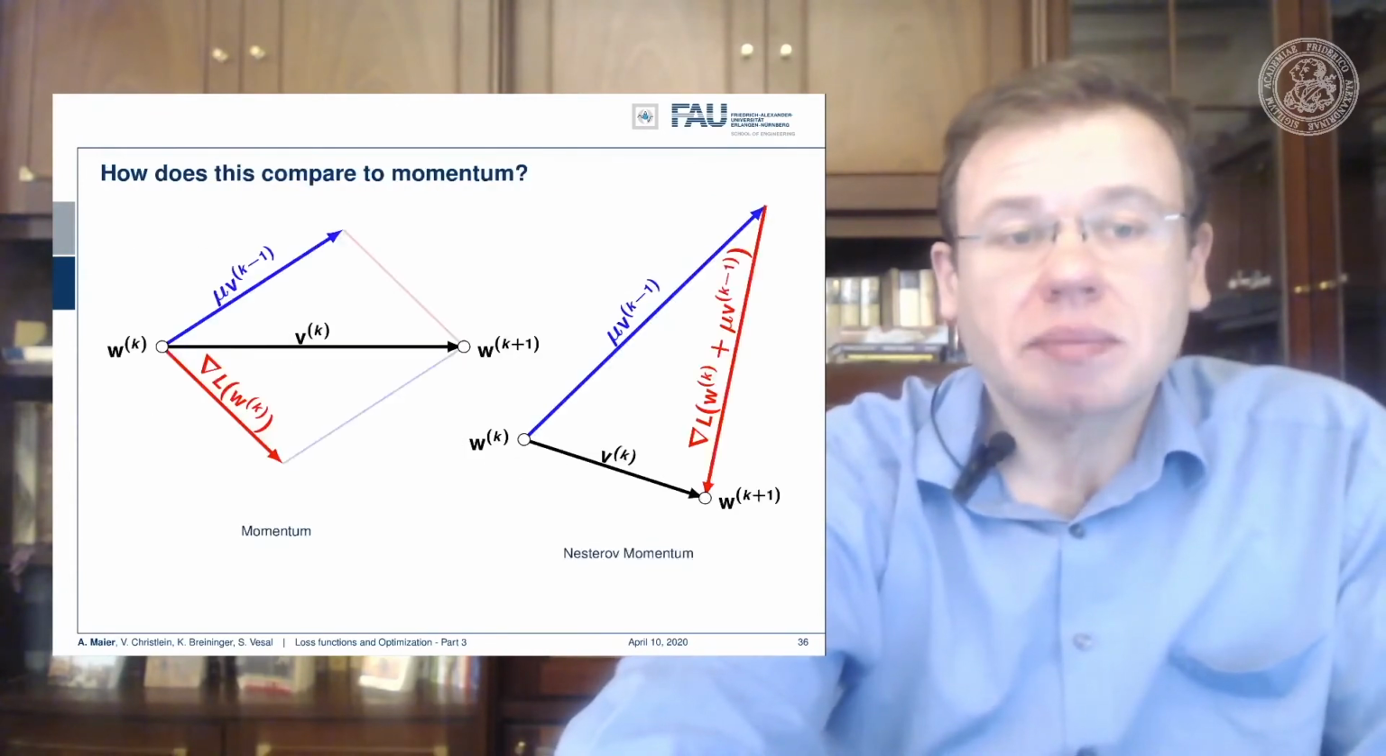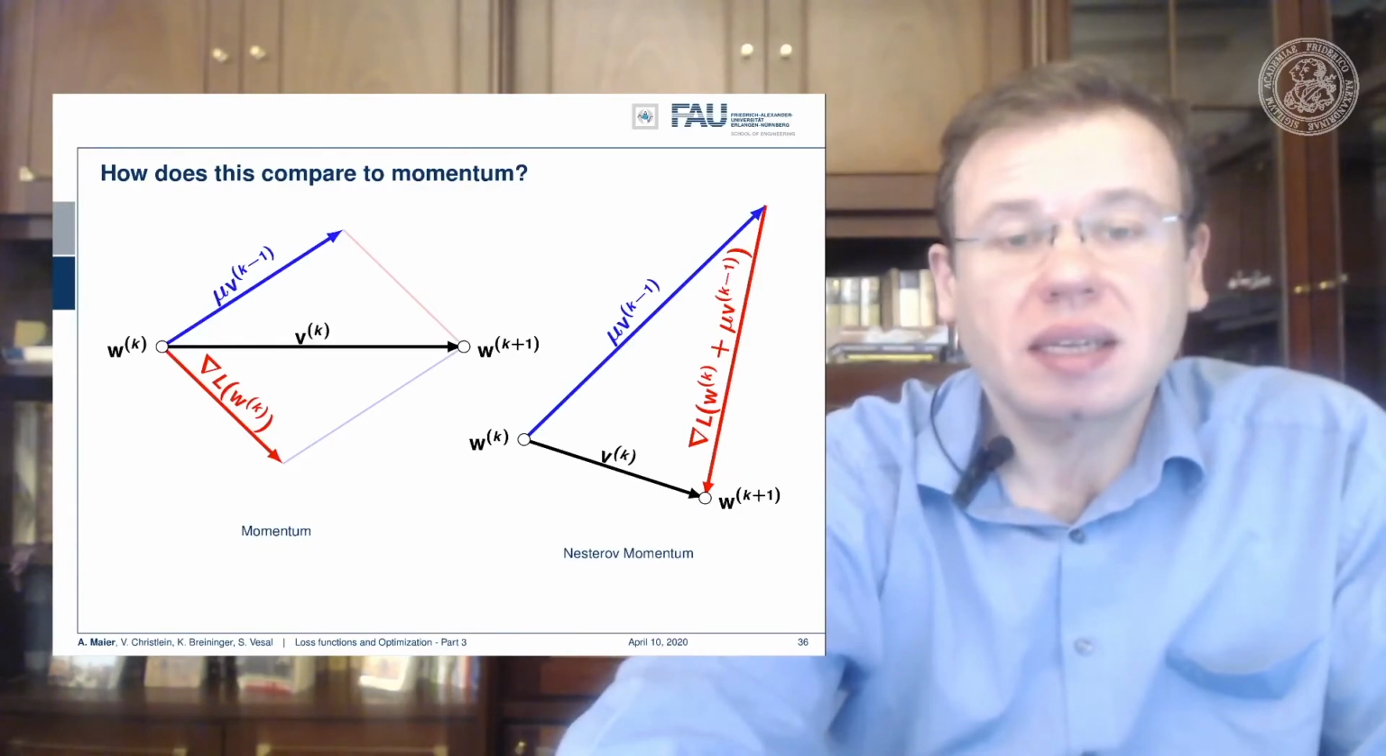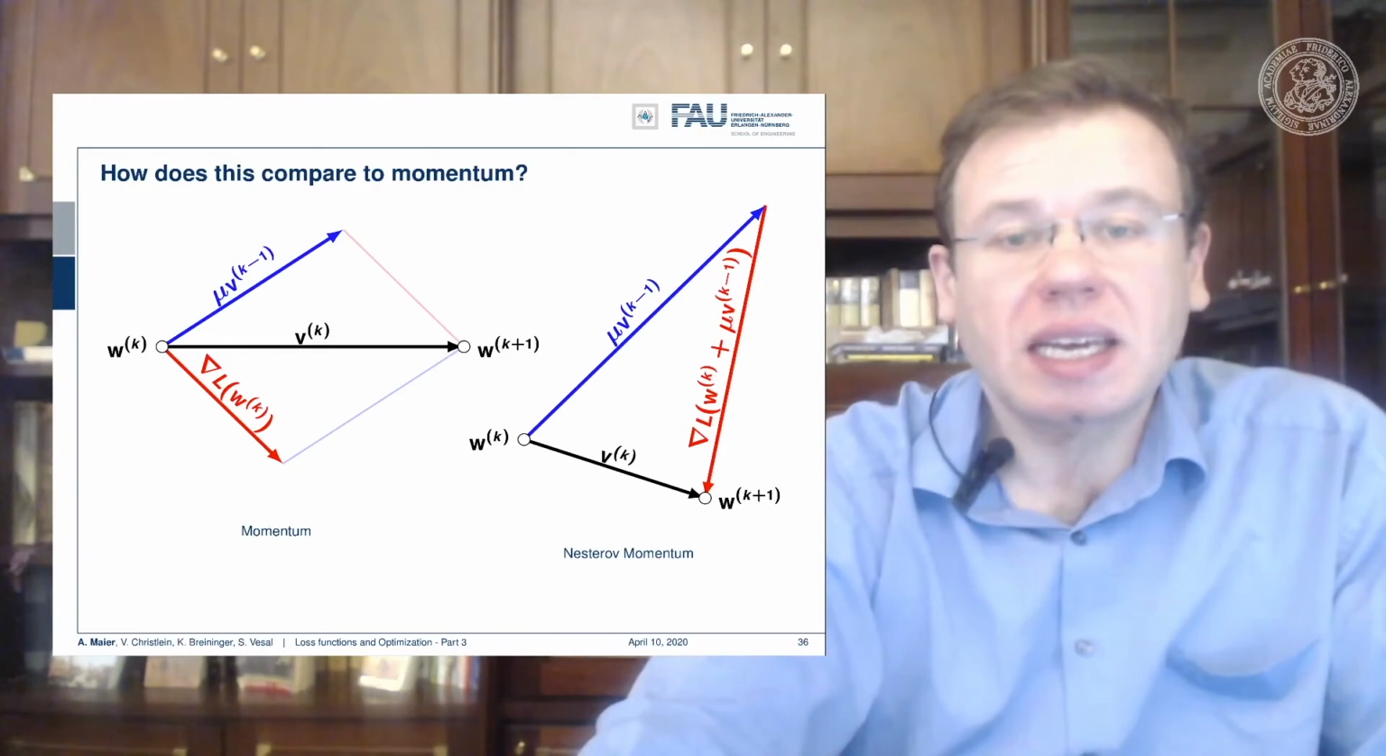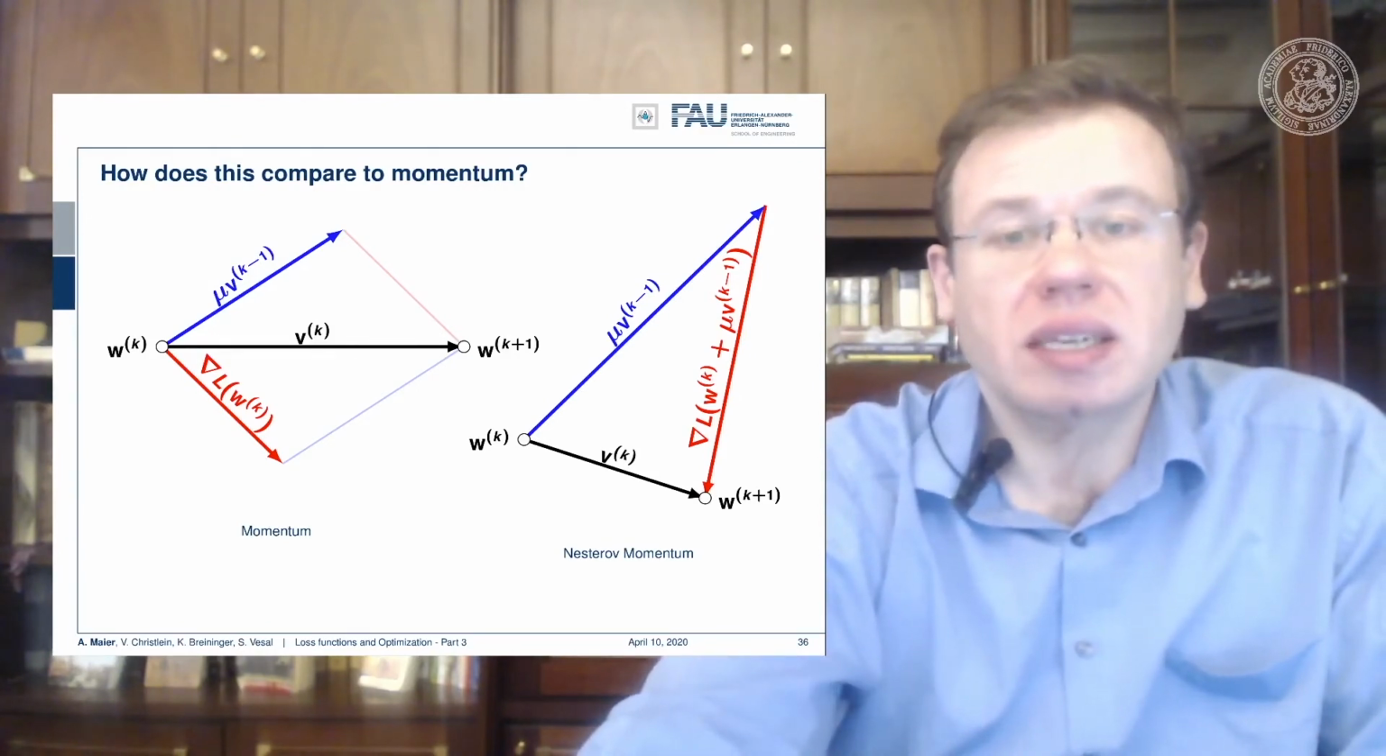Let's visualize this a bit. Here you can see momentum and the Nesterov momentum, and of course they both use the momentum term, but they use a different position for calculating the gradient direction because they plug it into the update call. That's the main difference.